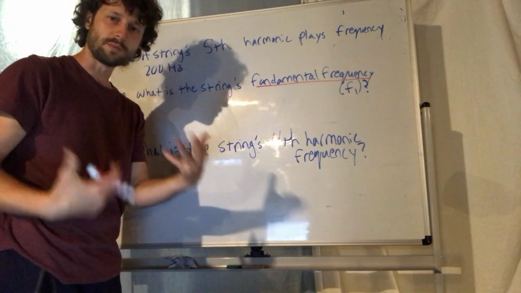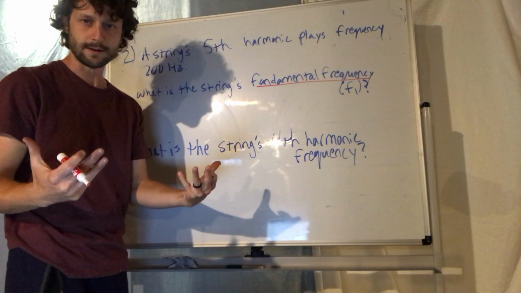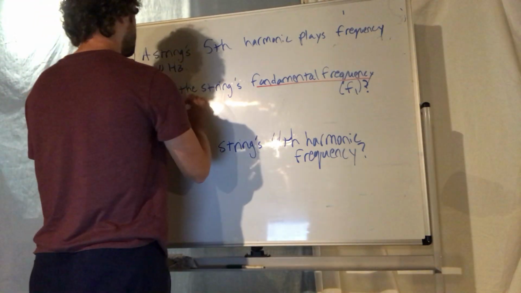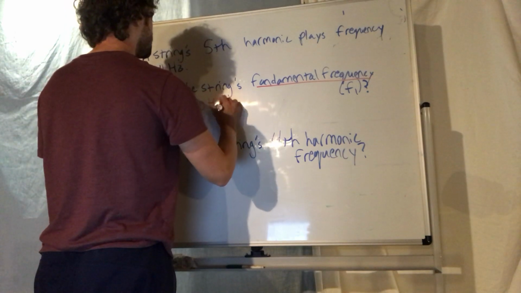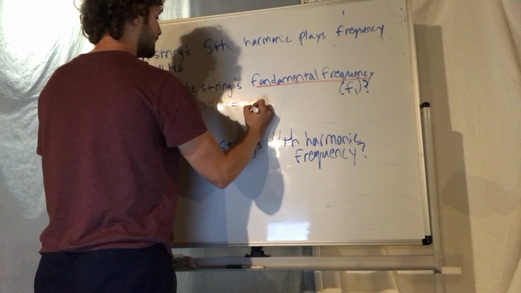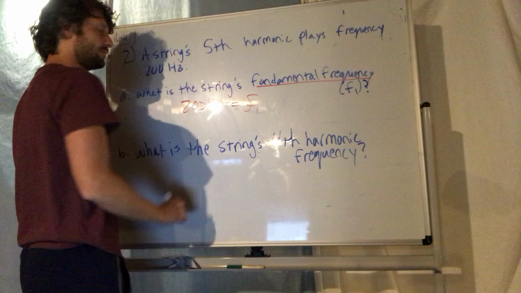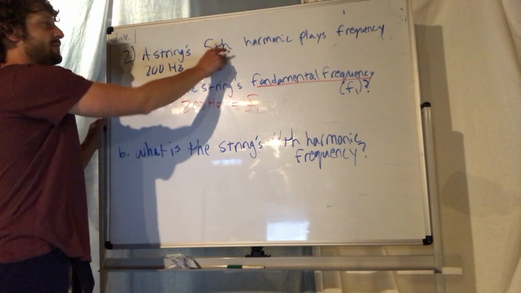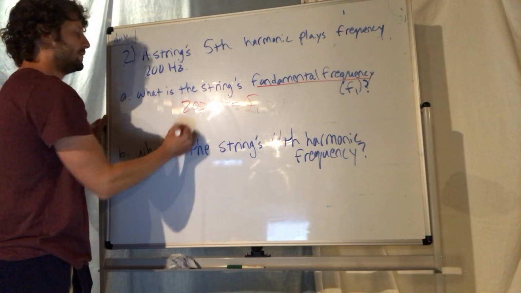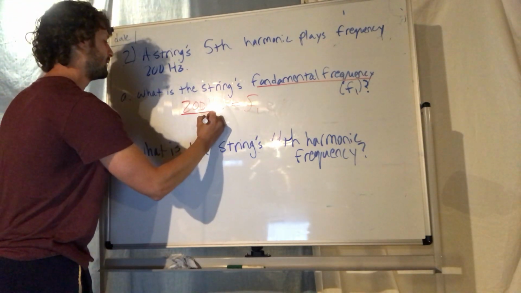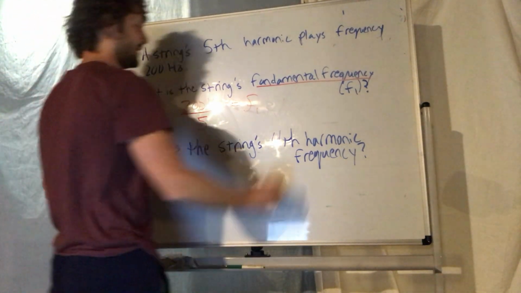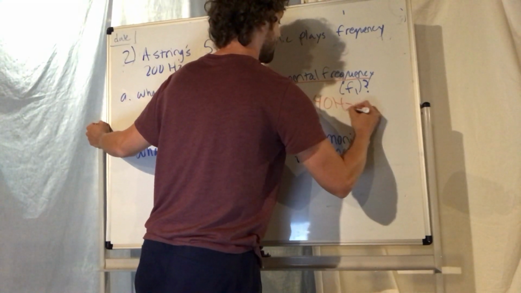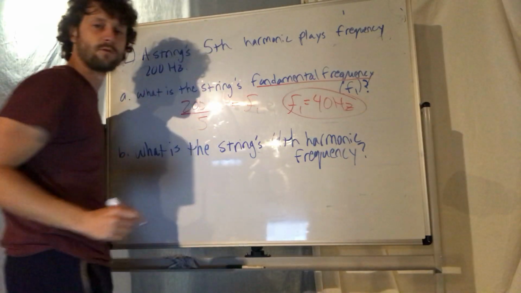So instead of multiplying, what do you have to do? That's right, divide. So you have to take the 200 hertz. What are you going to divide it by to get F1? Well, if 200 is the fifth harmonic, to get F1, you need to divide it by 5. And in that case, when you divide 200 by 5, you get that the fundamental frequency is 40 hertz.